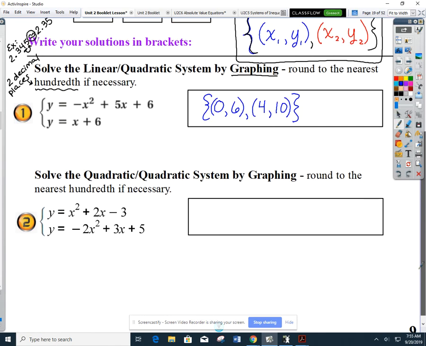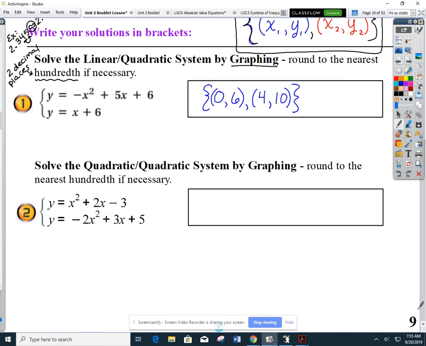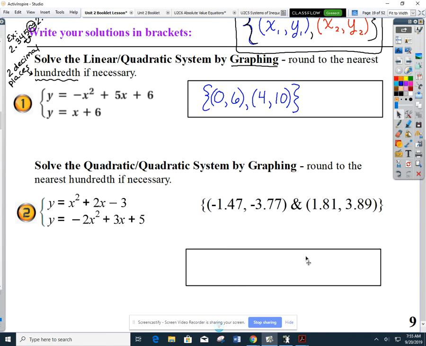Okay, you can try the next one on your own. Pause the video, push play when you are done. Okay, for the next one, you should have gotten negative 1.47 and negative 3.77. Those are rounded to the nearest hundredth, and 1.81, comma 3.89. If you did not get that, then please try it again.